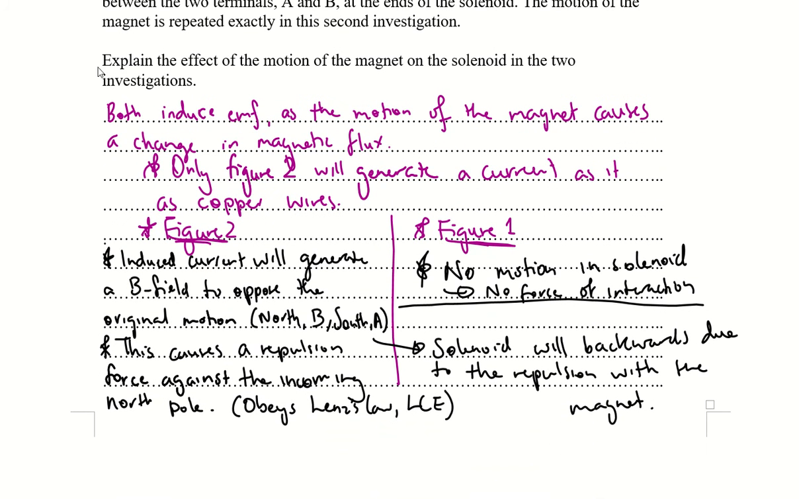We have shown a cause and effect relationship. We've looked at the motion of the magnets with the solenoid, and we've compared the two different investigations that we have there. So hopefully that's of use to you in explaining how Lenz's law and Faraday's law works, and in the analysis of what happens if we do have a conductive pathway and when we don't.